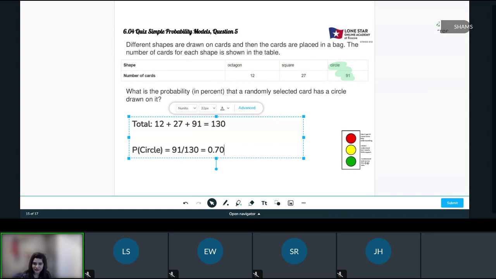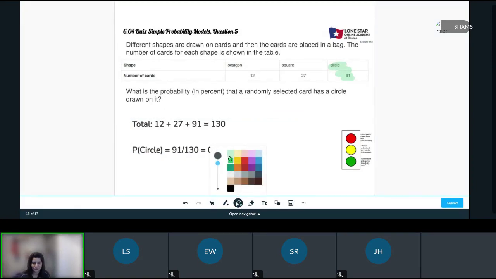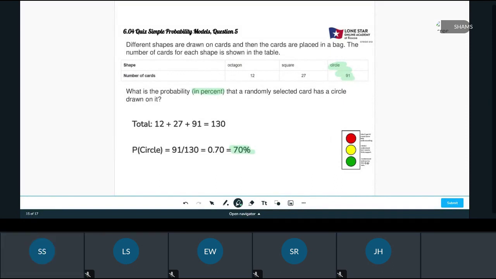0.70, or in terms of percent, I can say 70%. Remember, they wanted percent. They didn't want decimals. They needed it in terms of percent. So 70%. Are there any questions? Let us know. 0.7 is 0.70 or 70%.